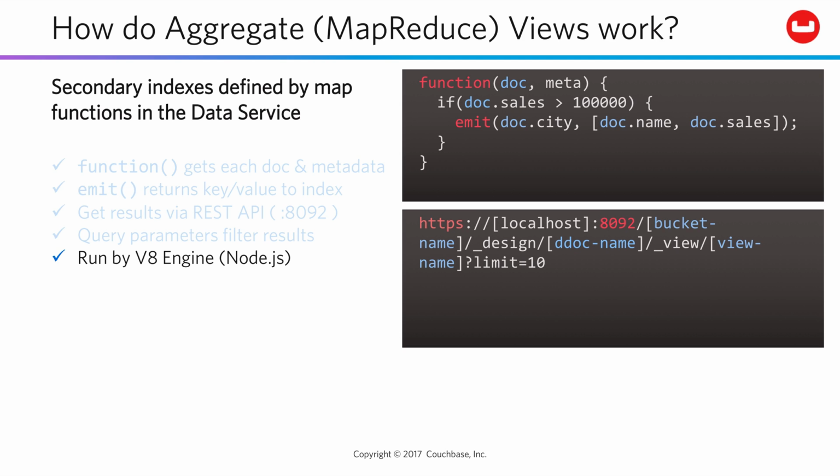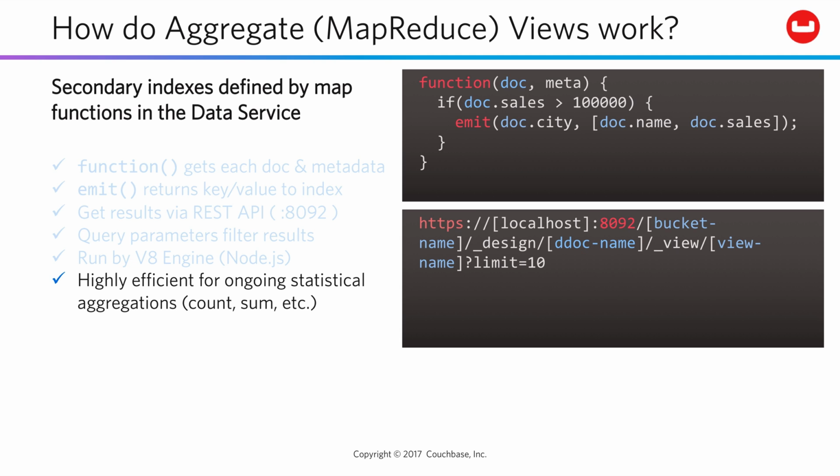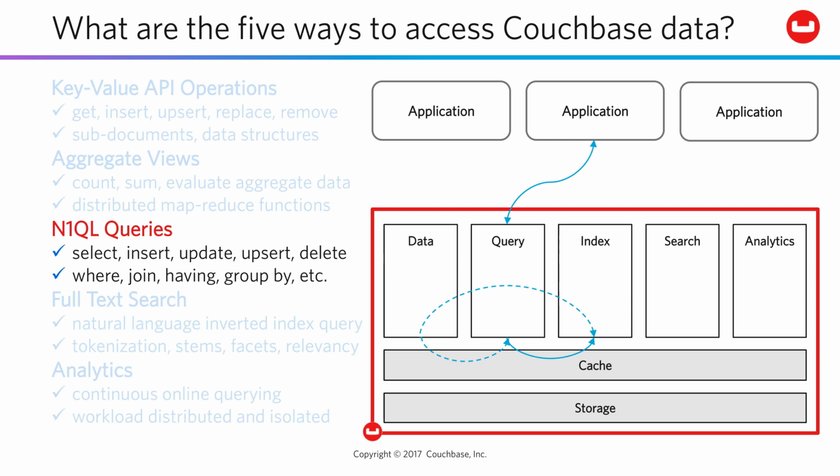The functions run on each data service node inside a V8 JavaScript engine. That's the same engine that processes Node.js, if you're familiar with that. And these are efficient for ongoing statistical evaluations, like counts and summations.